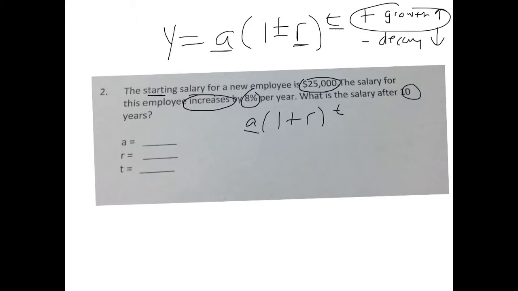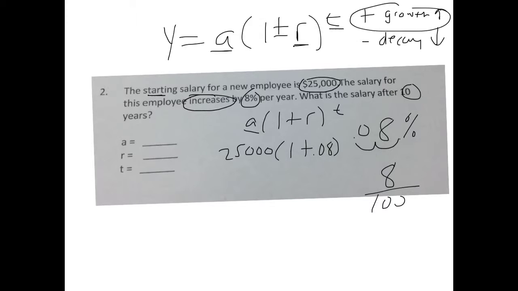Our beginning amount is our starting amount, so that's 25,000 times 1 plus our rate, 8%. Move the decimal 2 places, so that's 0.08. If you're not sure about that on your test, you divide it by 100 on your calculator and it'll give you that. And then t is time, that's 10 years. And we told you could leave it in this form if you did not have a calculator.